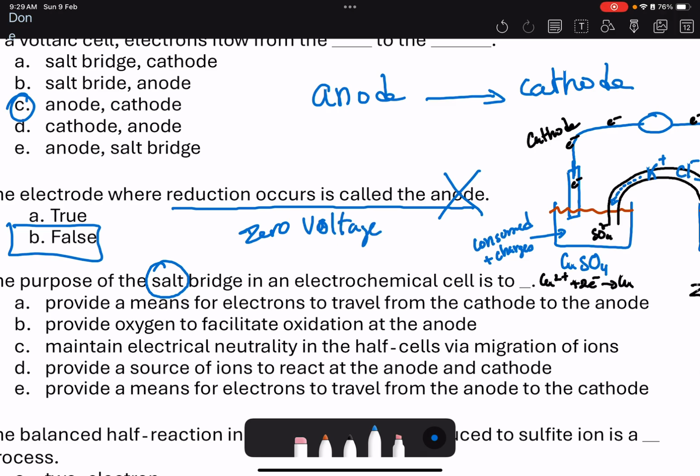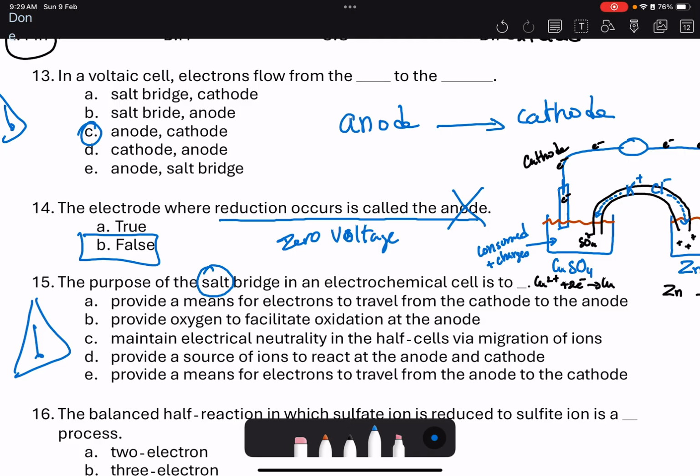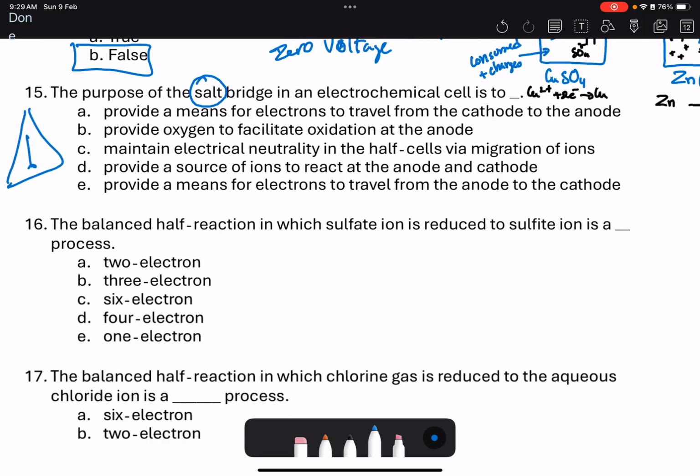Also, what if you replace the salt bridge with just metal? Again, it's as if you removed it, so the voltage is going to be 0. So the salt bridge is very important. It maintains the electrical neutrality in the two half cells.